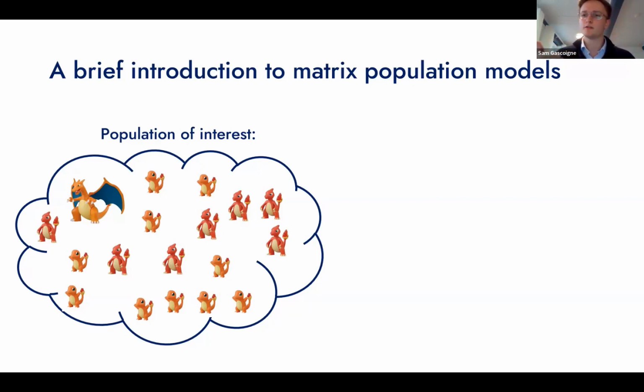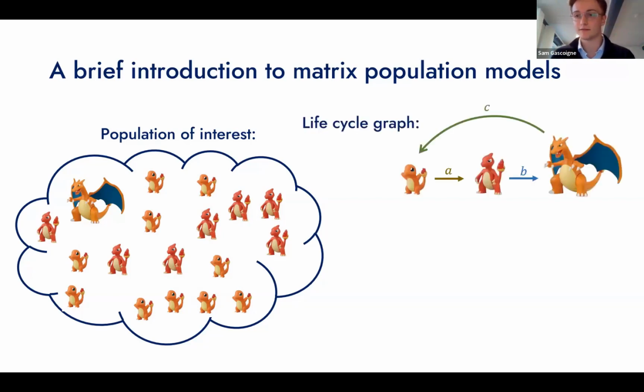As we model the population over time, we can construct censuses and calculate the per capita contributions of individuals to different individuals over time. Now, that is a bit complicated, but we can visualize this very simply with something called the life cycle graph. Here, we've taken the different stages, different classes within our Pokemon population, and with these arrows, we're able to show the per capita contribution of individuals in the first stage to the second stage by the value A, from the second to the third by the value B, and we're also able to show reproductive components, for example, from the final stage to the first stage as C.